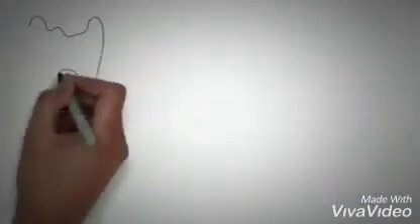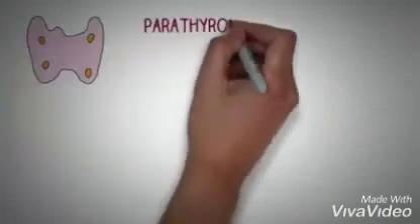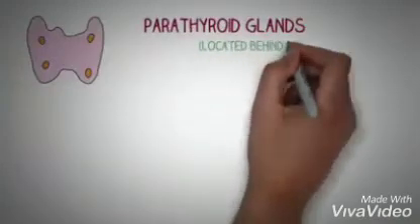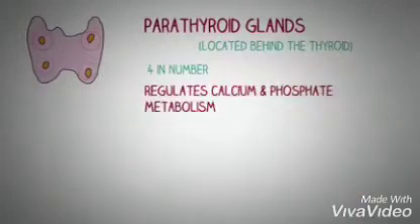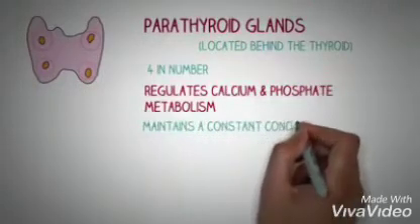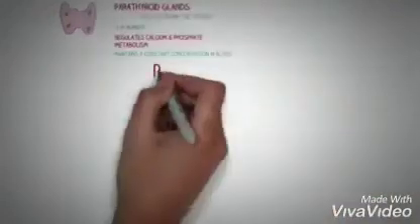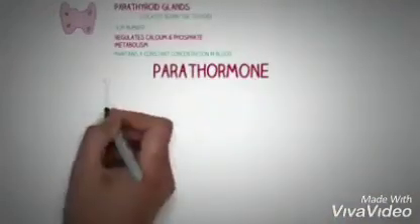Now, the second gland that we will talk about is the parathyroid gland. It is called parathyroid gland because it is located just adjacent to the thyroid gland or behind it. We have 4 parathyroid glands, one behind each of the upper and lower poles of thyroid. The parathyroid gland has a vital function of regulation of a constant concentration of calcium and phosphate in the body.